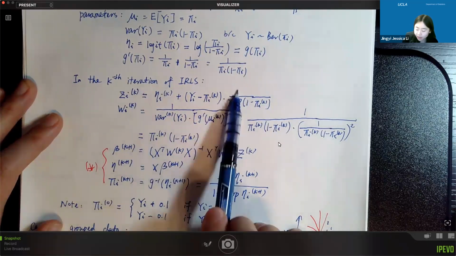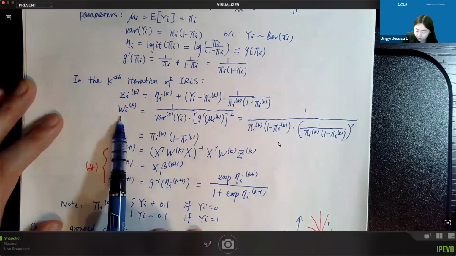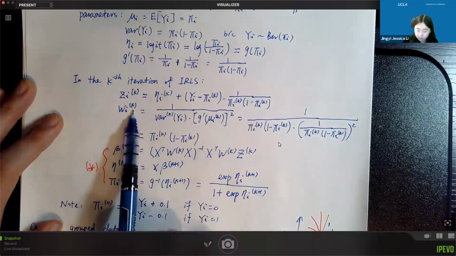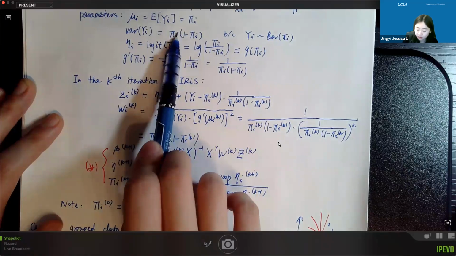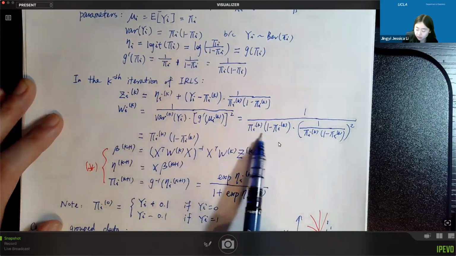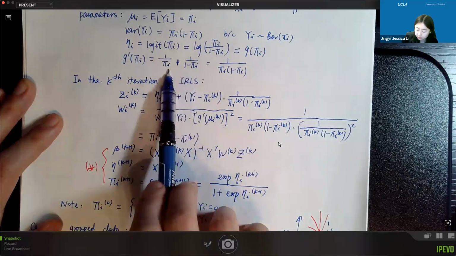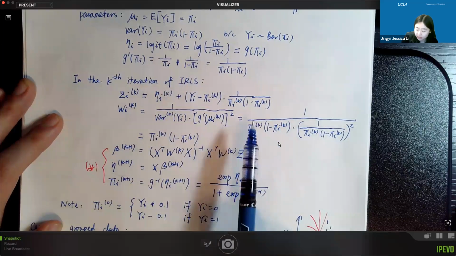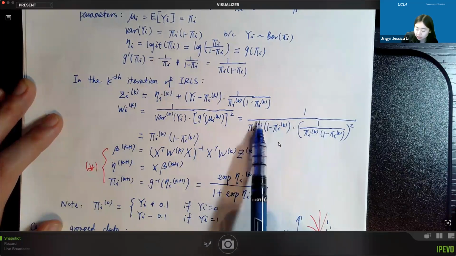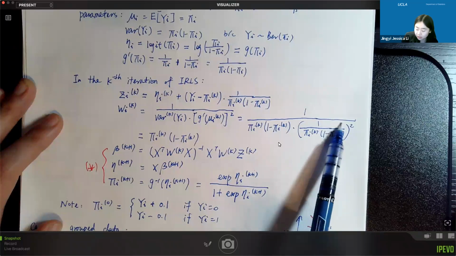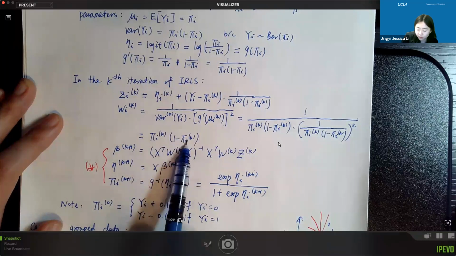So I get 1 over pi i k times 1 minus pi i k. For the weight w i k, I need the variance in the kth iteration, and the variance is pi i times 1 minus pi i. So I use the kth value here, and I also put the g prime squared here. Okay, so you see I have some cancellation. Pi i k times 1 minus pi i k appears both here and here. I cancel out one copy in the square, and I take the inverse and the inverse again. So this gives me w i k as pi i k times 1 minus pi i k.